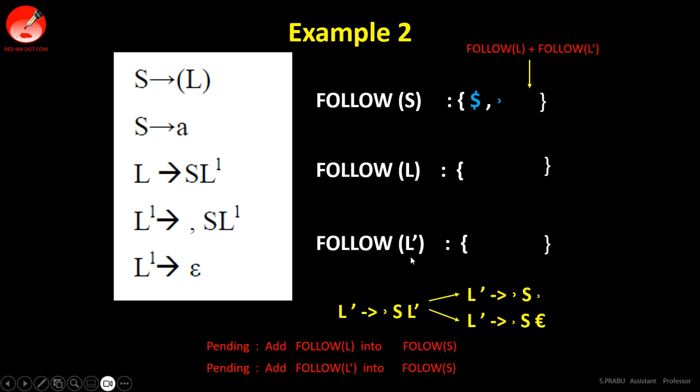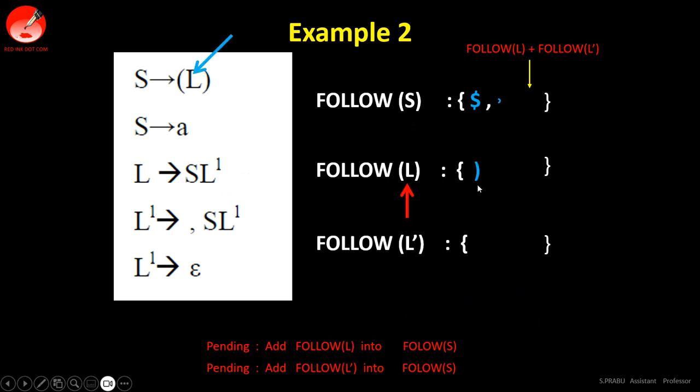Follow of L dash is not yet calculated. After calculating it, it should be added as an element of follow of S. Now I move to find the follow of L. L can be presented here. The next element is closed bracket. This is a terminal, so I directly add this closed bracket here. There is no L present in the remaining productions, so the follow of L is over.